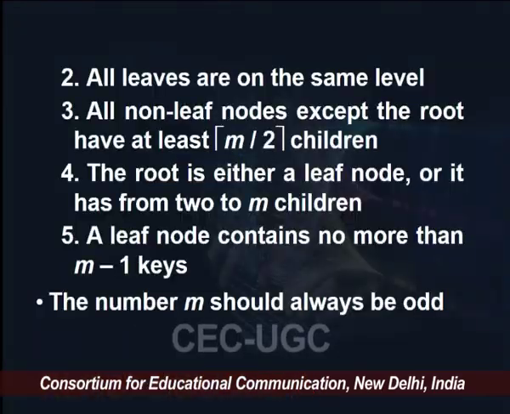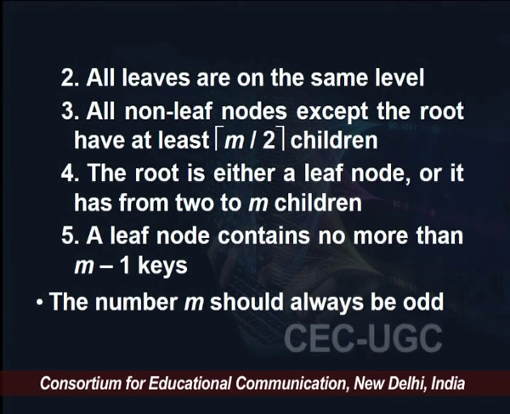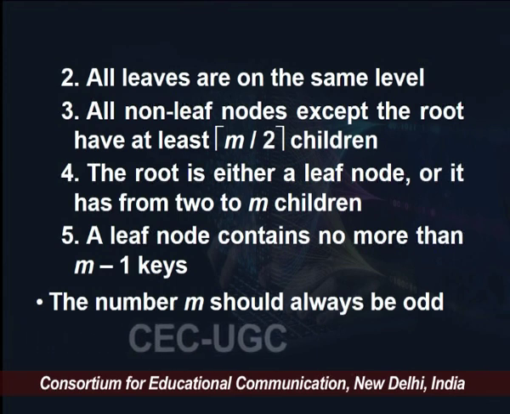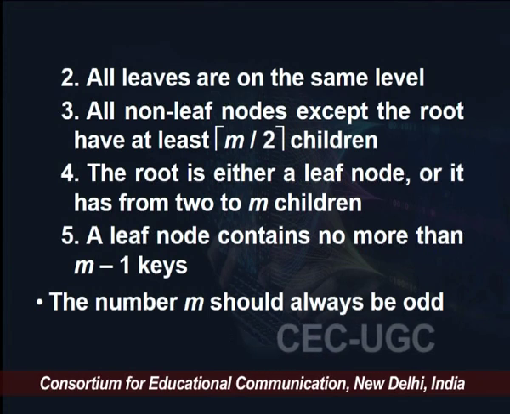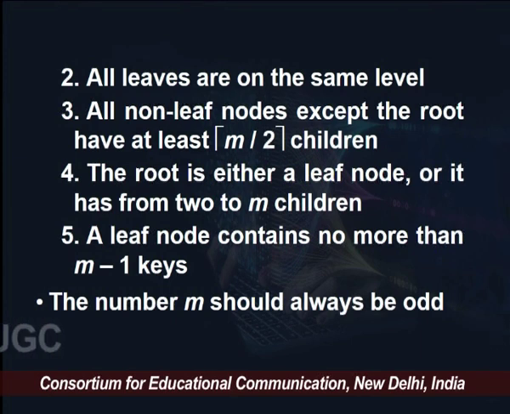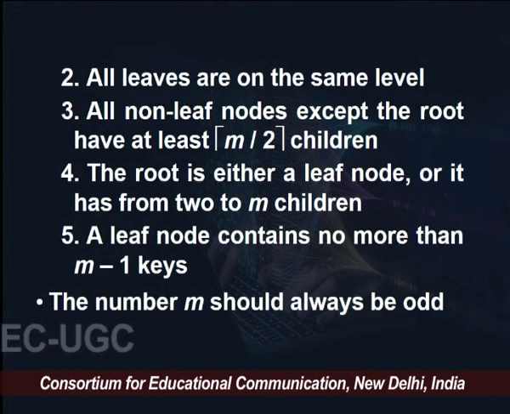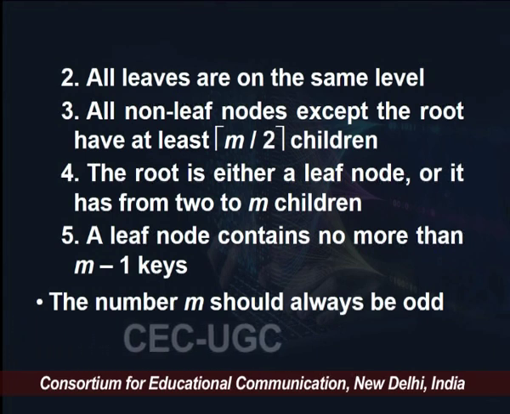Then all the leaves are on the same level. That is also a very, very important point. All the non-leaf nodes except the root. Root is also a non-leaf node, but here the root is an exception. So, all the non-leaf nodes except the root will have at least ceiling of m by 2 children. The root is either a leaf node or it has from 2 to m children.